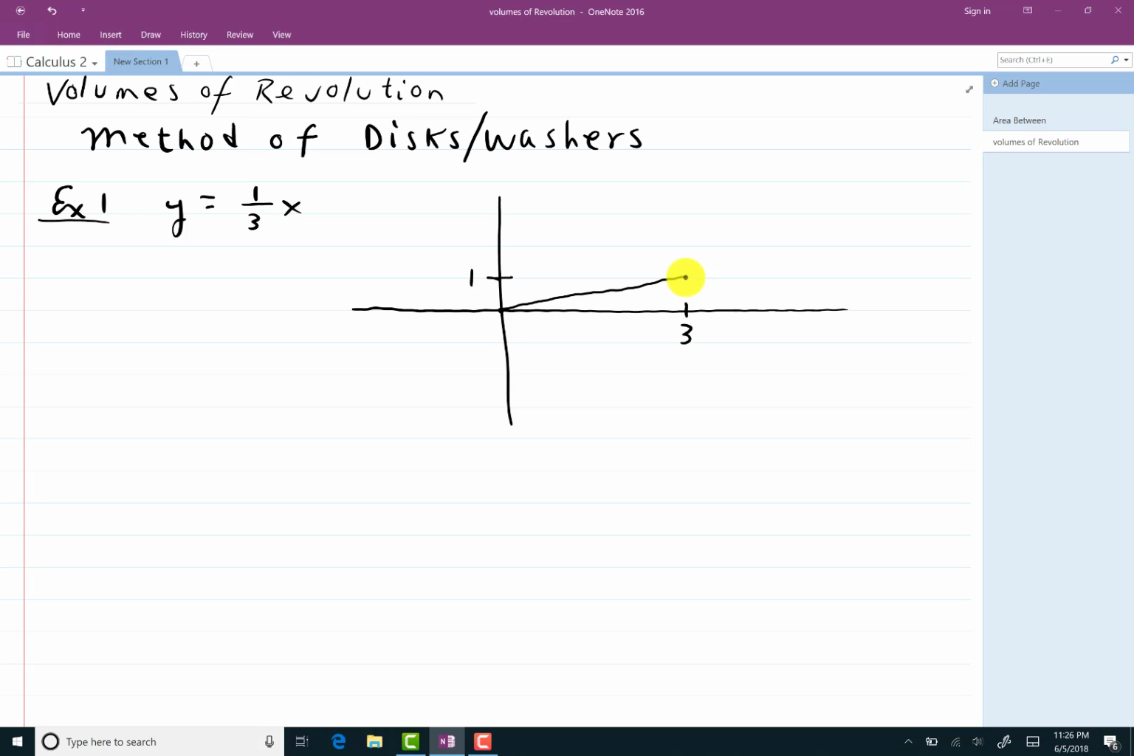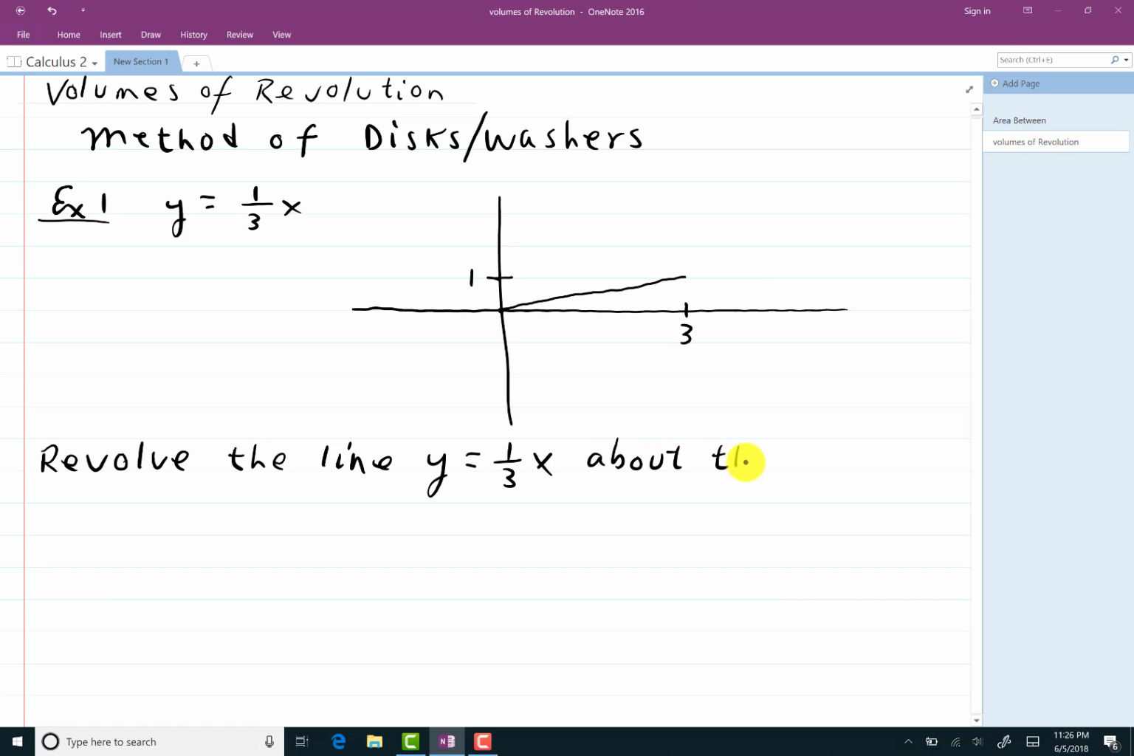Now, what we're going to do with this particular graph is we're going to take it, or at least the graph of the line, and rotate it about the x-axis. So revolve, I think that's the word more books use, revolve the line y equals 1/3 x about the x-axis.